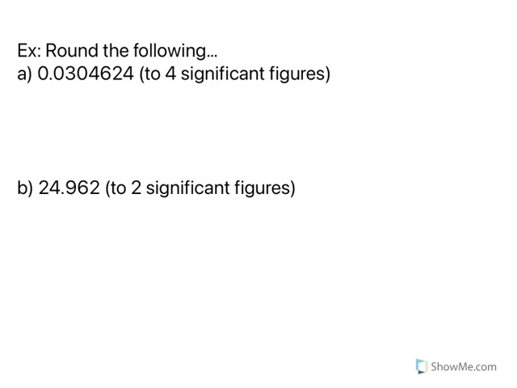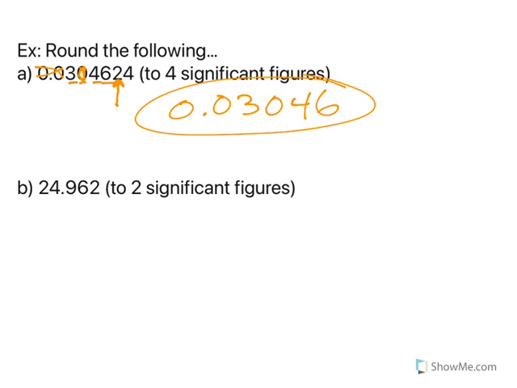Let's do a few roundings with different numbers. Okay, so 4 significant figures for letter A. Well, these are leading zeros, so they're not significant. 1, 2, 3, 4. Again, this 0 is between non-zero numbers, so it is significant. The 2 tells me to round down. So I have 3, 0, 4, 6 to 4 significant figures. When you're rounding to 4, you should have 4 significant figures in your answer. Okay, and then in the last one, 2 significant figures. 2, 4. This 9 tells me to round up. So to 2 significant figures, my answer would just be 25.